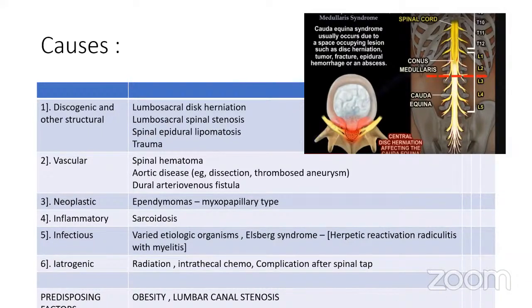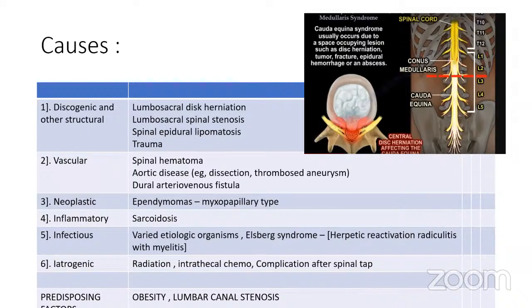Amongst infections, multiple etiologies are known. Just one specific thing that was described is something called Elsberg's syndrome, which again, they say can form up to 10% of the infectious causes of cauda equina syndrome. It is a herpetic reactivation causing radiculitis of the lumbosacral nerve roots, plus or minus myelitis. Further rarer causes include radiation or repeated intrathecal chemotherapies, which can cause arachnoiditis.